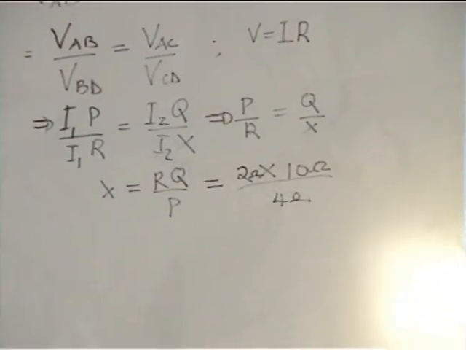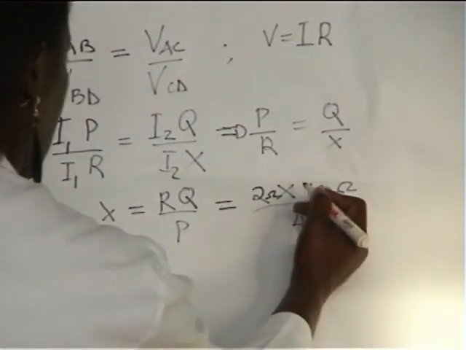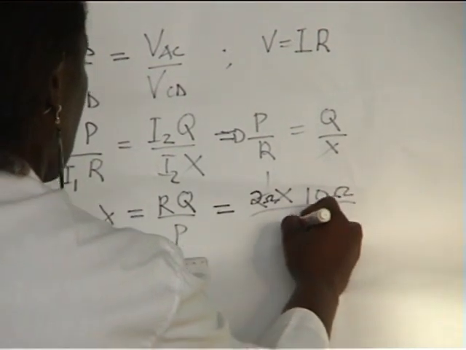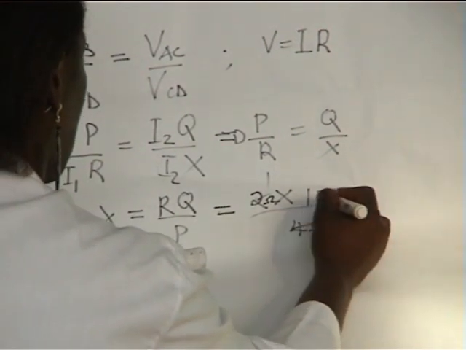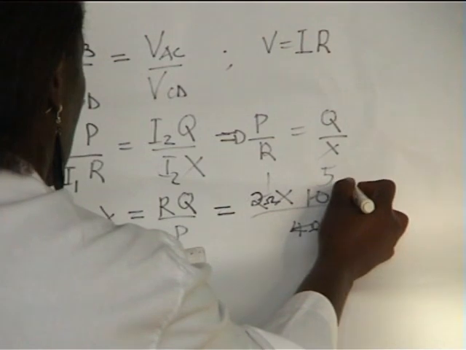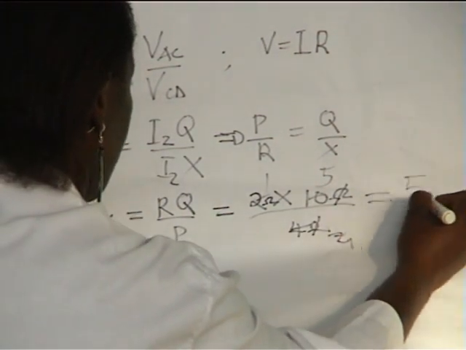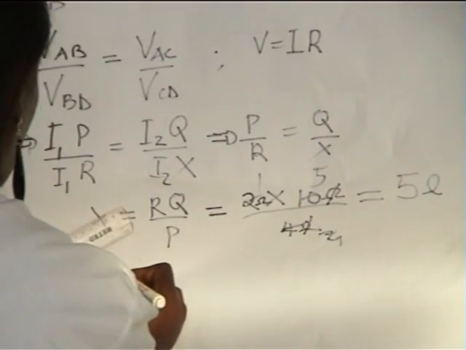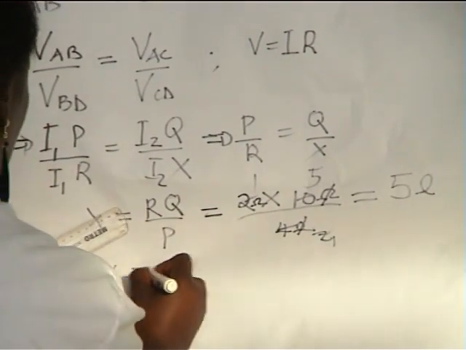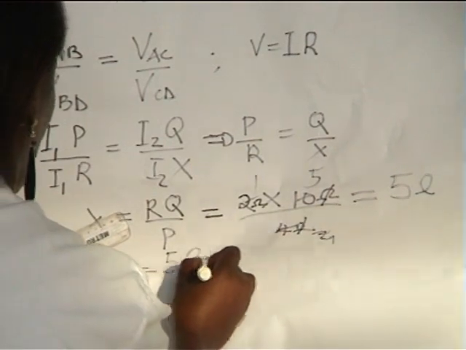Then simplify the expression here: by 2, 1 by 2, 2 by 2, 1 by 2, 5 ohm. The answer here is 5 ohm. Therefore, the value of resistor X is equal to 5 ohm.